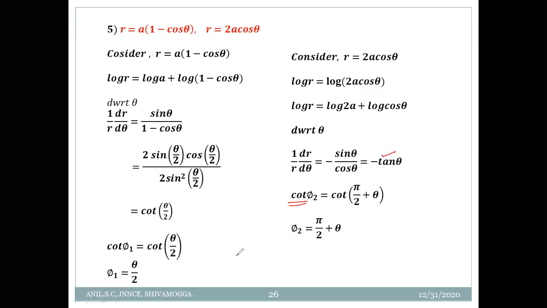How do you write that? Minus tan theta is equal to cot of pi by 2 plus theta. That's right. Cot of pi by 2 plus theta is equal to minus tan theta, or minus tan theta is equal to cot of pi by 2 plus theta. Therefore, cot of pi by 2 plus theta. Clearly, phi 2 is equal to pi by 2 plus theta.